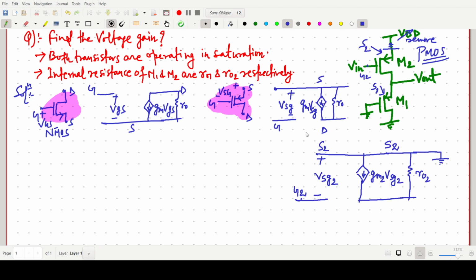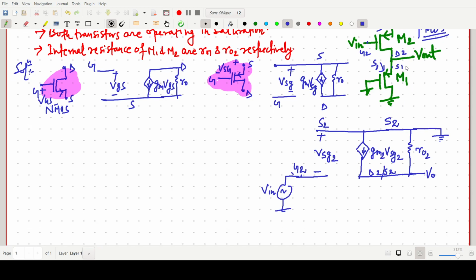Now the gate of 2 is connected to some supply voltage, so make it a signal source. This one is Vin. And this end is our D2, and this end we can say is S1. So this one is D2, or simply S1, and we are taking the output across this side, so we can say this voltage will be V0. So this is all about the first transistor, sorry, M2.